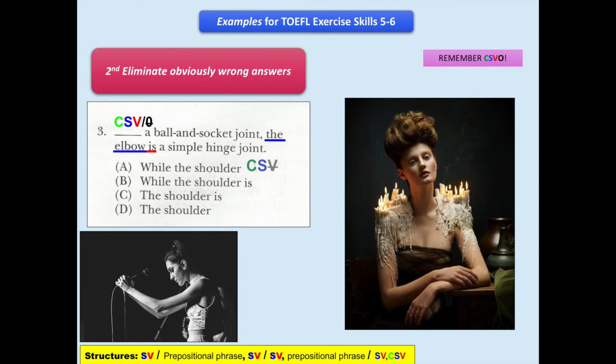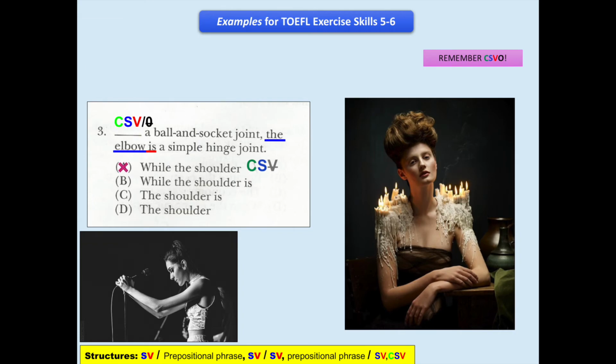Apple has a connector and a subject, but no verb. So that is not the answer. Cat has a subject and a verb, but no connector. So that is not the answer. Dog only has a subject, no connector, and no verb. So that is not the answer. Therefore, we know our answer is B, while the shoulder is. Connector, subject, verb.